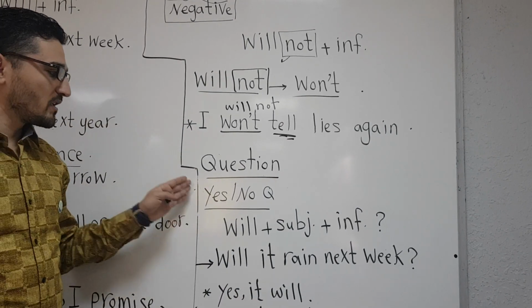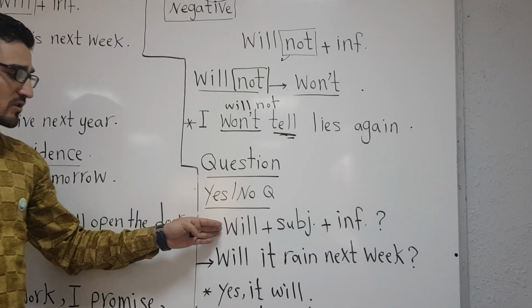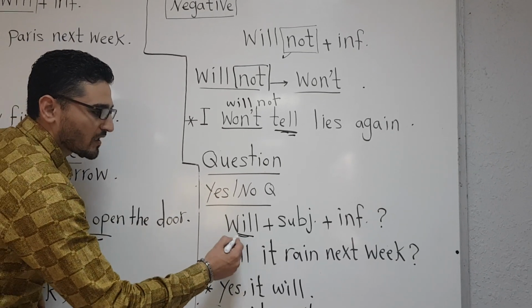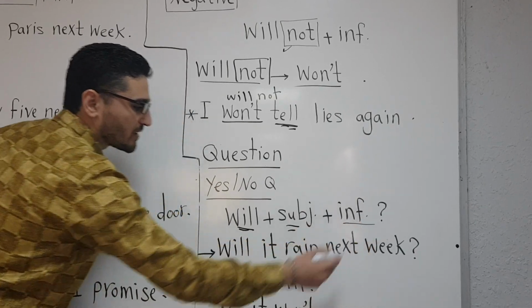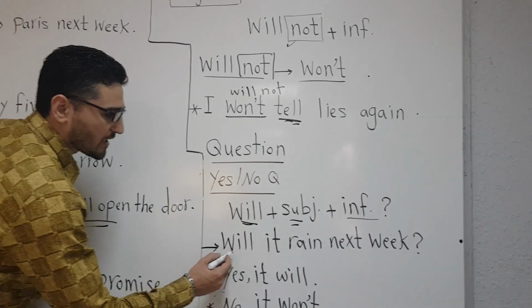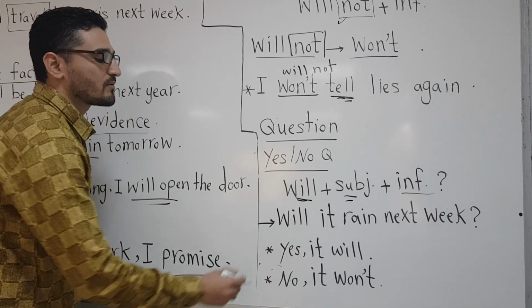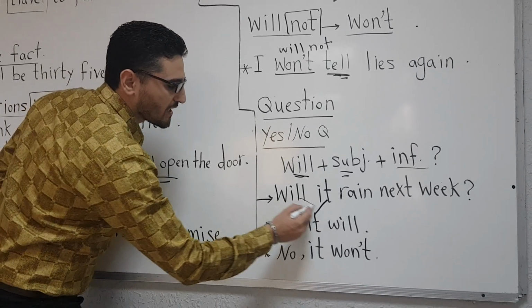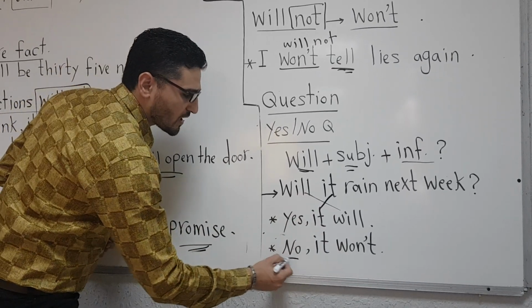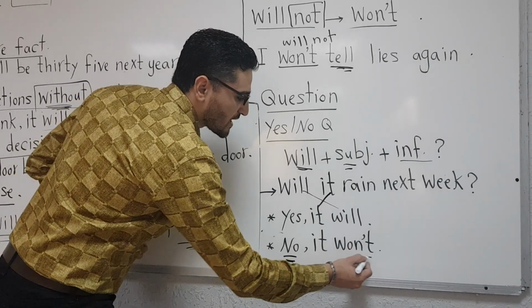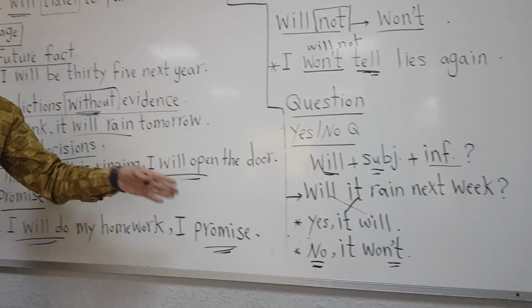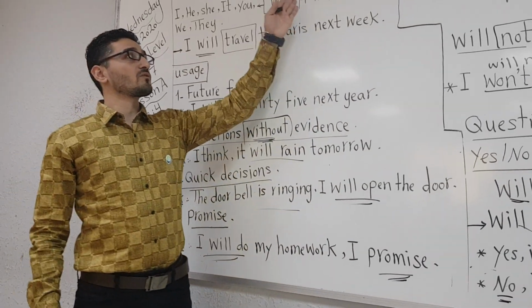The question form in a yes or no question, you have to start your question with will, and then the subject, and then the verb in infinitive. Like when I say, will it rain next week? If your answer is yes, you have to say, yes, it will. But if your answer is no, you have to say, no, it won't. This is our lesson today.